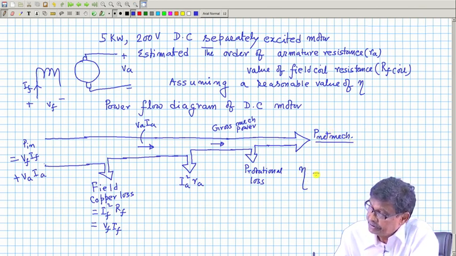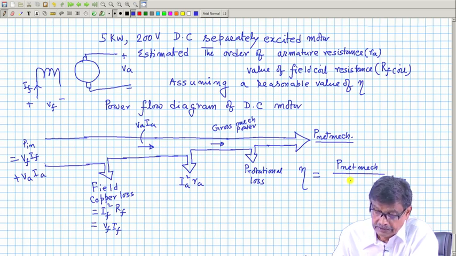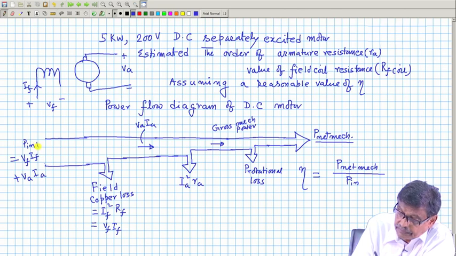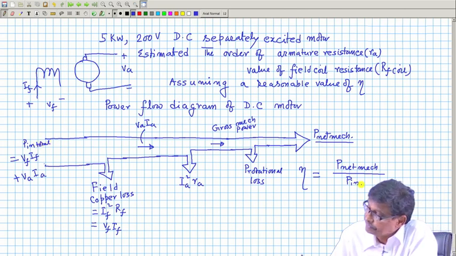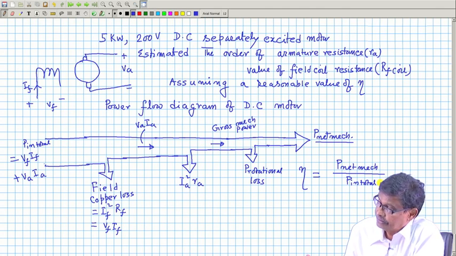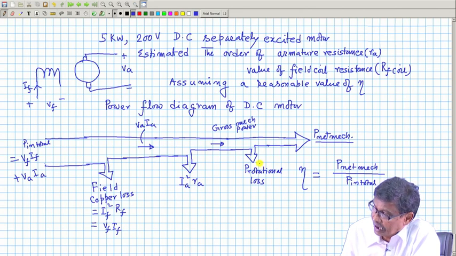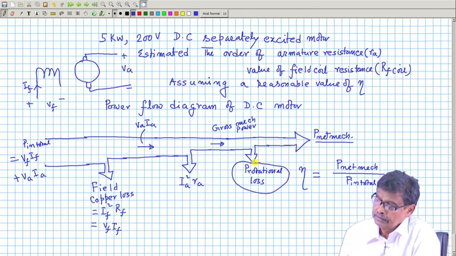Efficiency of the machine is P net mechanical divided by P in total. That is what I assumed as 80%; the difference of these two is the loss and so on. Now I will say a few words about this rotational loss.